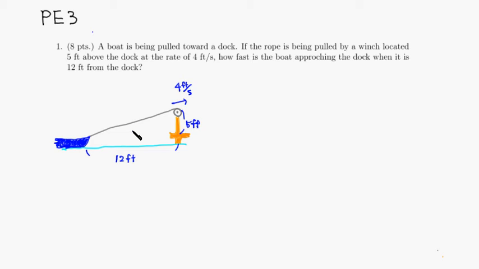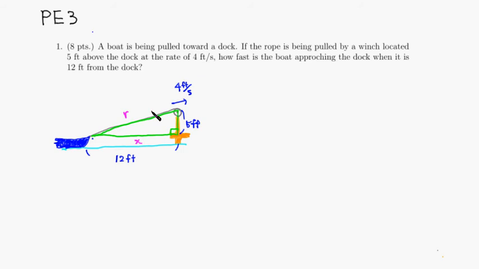Since we have to give names for variables for changing quantities, the length of the rope is changing, so we need a variable; let's call it R. Then the boat is approaching, so the distance between the boat and the dock, maybe I'll draw a right triangle here. Visualize this right triangle like that, and I'm going to give X for that length.